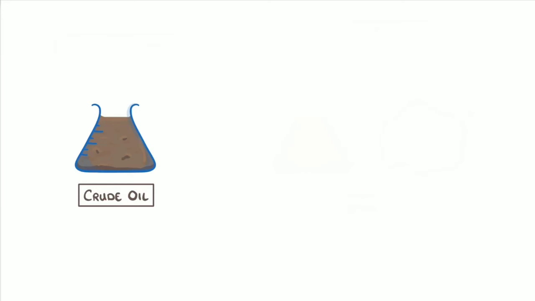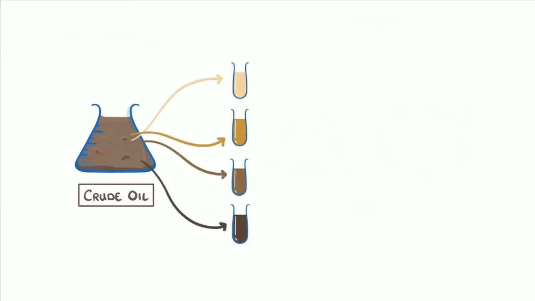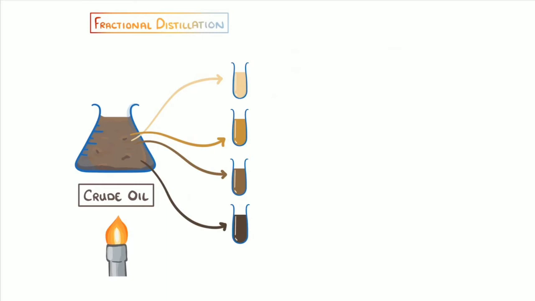Once we've extracted the crude oil from the ground, we need some way to separate out all of the different hydrocarbons in the mixture, because they each have different properties, and so we'll use them for different things. To do this separating, we use a process called fractional distillation, which involves heating the crude oil up and separating out the different compounds by making use of the fact that the different compounds all have different boiling points.